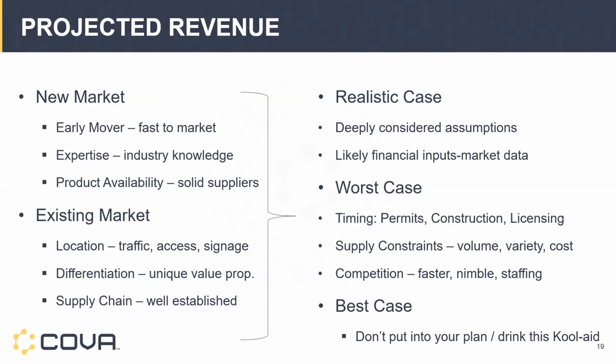If you're in an existing market, what are those advantages you have there? Do you have a prime location? Is there something you're doing that's unique or better or different than everyone else in the market? And if so, you should identify that, and that is going to help you build your revenues faster. And again, how well of a set of relationships do you have with your supply chain?